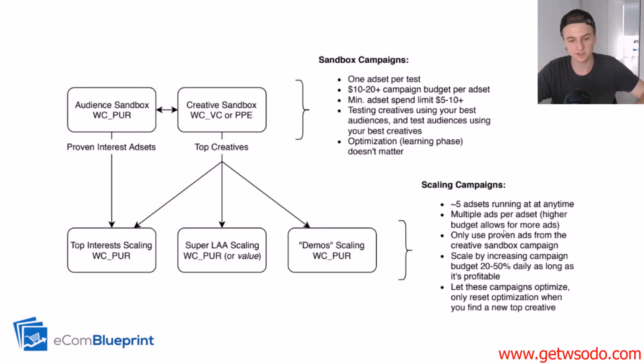And so this is good because not all audiences are going to react the same to ads, right? So by having multiple ads per ad set, you can let Facebook pick which ad is the most relevant to that specific audience, and it's going to optimize that way. Now, you only want to use proven ads from the creative sandbox campaigns here, right? You don't want to test ads here, because when you add new ads to these campaigns, it resets the optimization. So that's not worth doing unless you've already tested that ad inside of a creative sandbox campaign and you know it's going to do well. And then at that point, you want to add it to these campaigns.